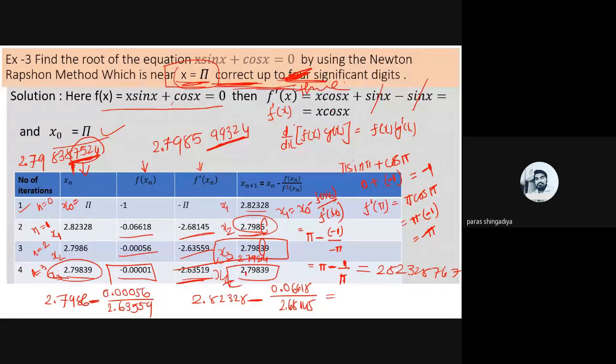Is it clear, Jaina? Yes, sir, it's clear. Okay, good. Sir, what about the value of n?